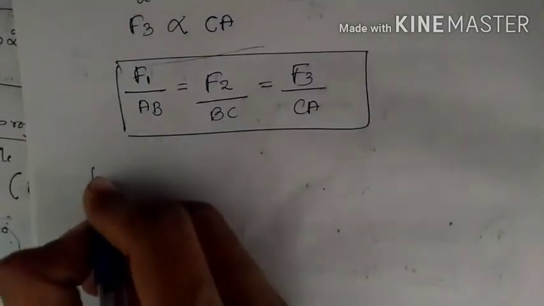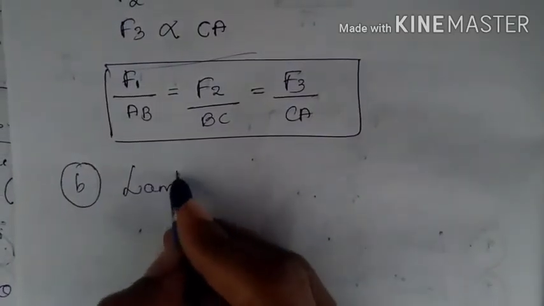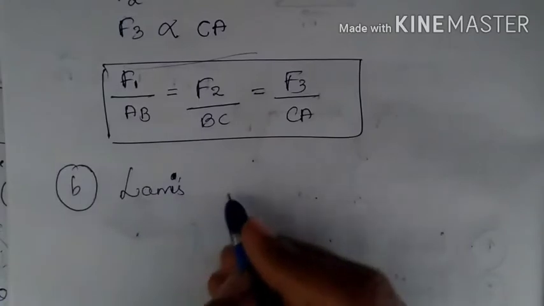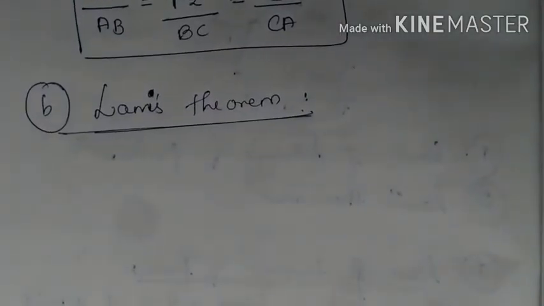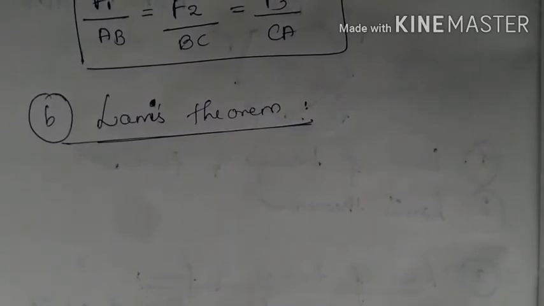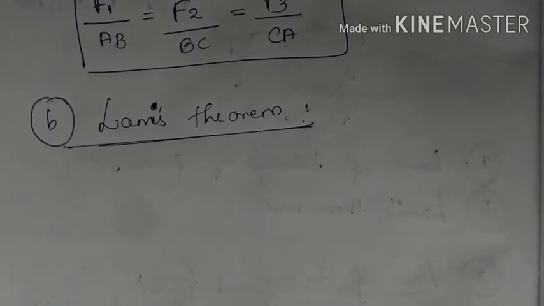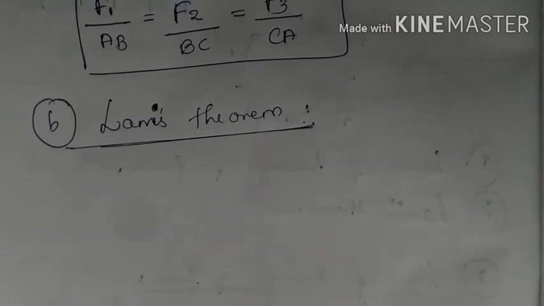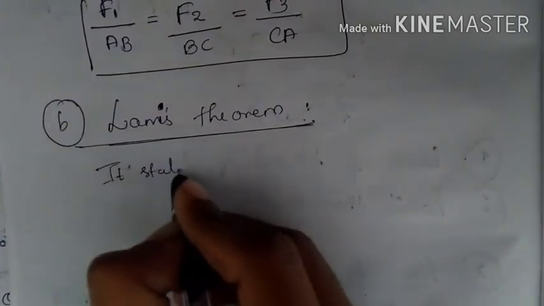The second one which we have got is Lami's theorem. It states that if three coplanar concurrent forces acting at a point keep it in equilibrium, then each force is directly proportional to the sine of the angle between the other two forces. So let me write this statement here.